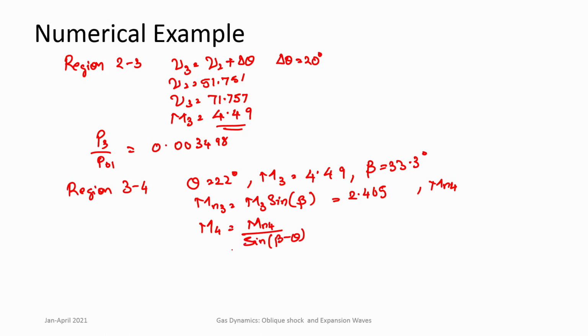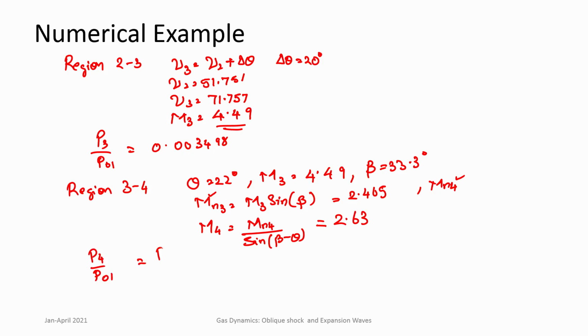All of this from normal shock relations: you will get Mn4 if you know Mn3, and from here we can get M4. M4 is 2.63, so obviously the Mach number has reduced. So now what do we need here? We need P4 by P01. This is what is required.